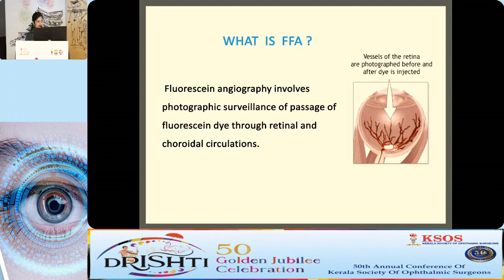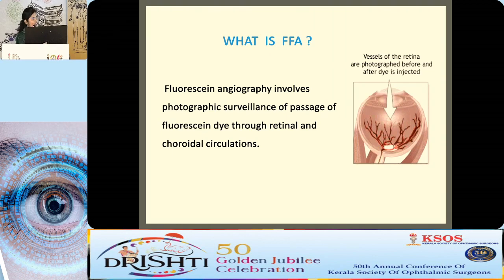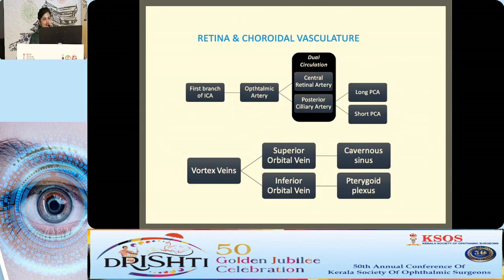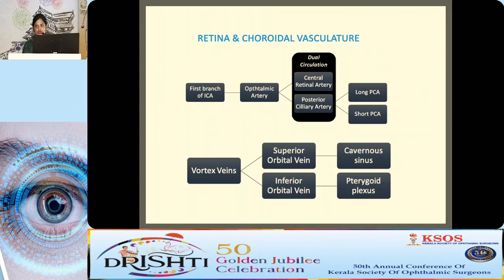So, what is FFA? It's a fluorescein angiography which involves photographic surveillance of passage of fluorescent dye through the retinal and choroidal circulation. To know about this, basically we should know the anatomy of retina and choroid. Retina and choroid have dual circulation, with most of the retina supplied by the central retinal artery and the choroid by the posterior ciliary artery, and the drainage is through the vortex veins.